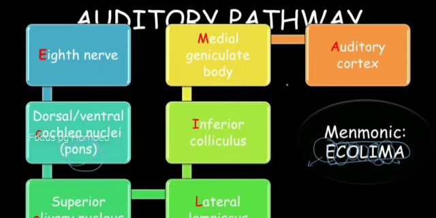So you should know the auditory pathway. So how is hearing happening? First it hits the E, that is the 8th nerve. Then comes C, that is cochlear nuclei present in the pons, and then O, that is olivary nuclei, superior one, and then L for lateral lemniscus, and I for inferior colliculus, and M for medial geniculate body, and A for auditory cortex. So this is how you can easily remember the auditory pathway.